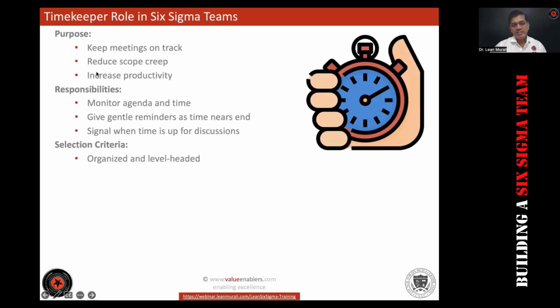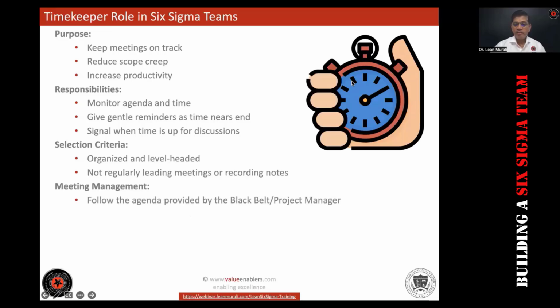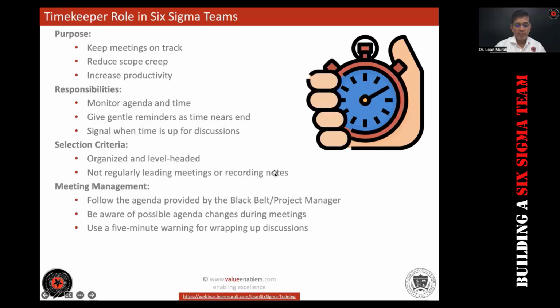And to select this timekeeper, you need to find somebody who is organized and level-headed, who would be able to really communicate well. They don't lead the meetings or note anything. They follow the agenda provided by the black belt project manager, and they are aware of the possible agenda changes during the meetings. Sometimes they give a 5-minute warning or wrap-up discussions, they just tell them, and they maintain polite interruptions and ensure respect for timekeeping duties.